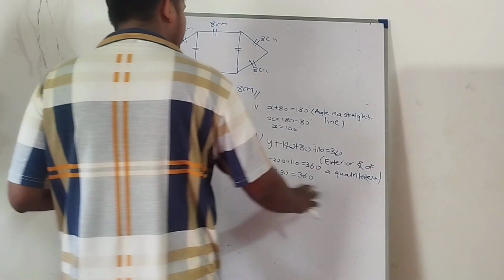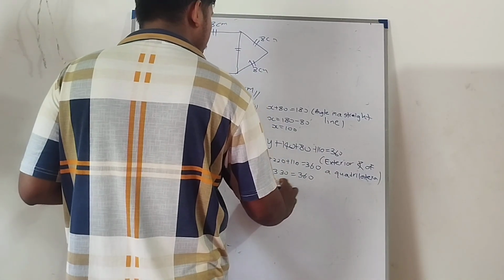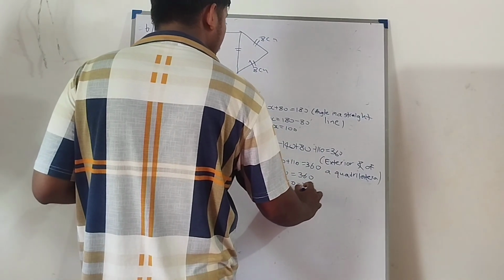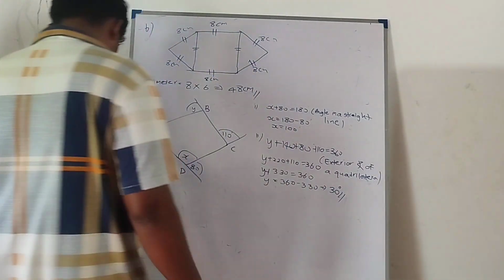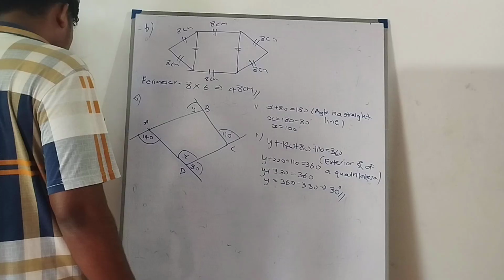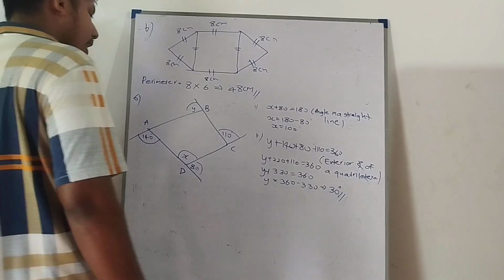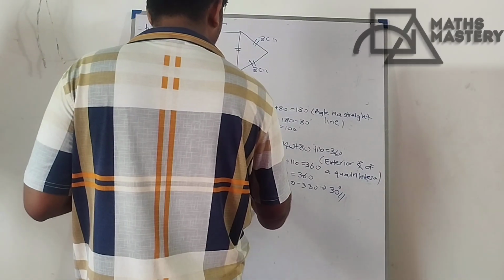You bring this 330 here. y is equal to 360 minus 330. 360 minus 330, you'll get the answer 30 degrees. So that is the answer of y. Okay. Roman number 3, they are asking another question.